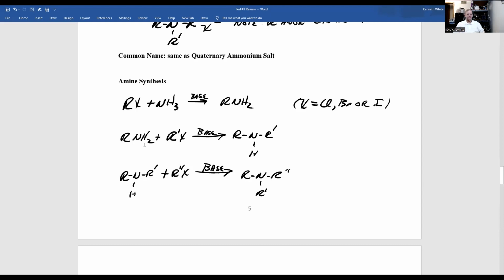And it's the same for the next three reactions. If you take a primary amine and react it with an alkyl halide, this attacks the carbon with the halogen, kicks it out, loses an H, it's neutralized by the base, and you get a secondary amine. You take a secondary amine and react it with an alkyl halide, same thing, this attacks that, kicks out HX, and you get a tertiary amine.